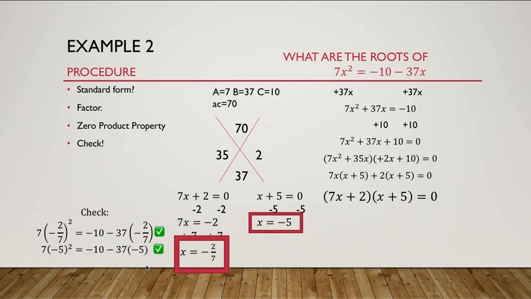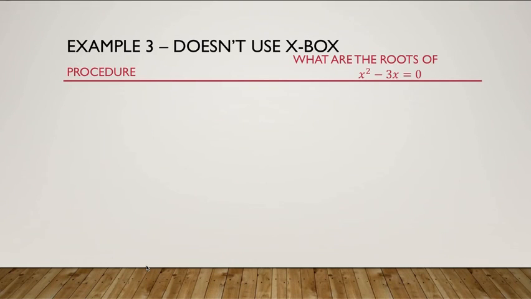One more example before we move into some practice. Example 3. I wanted to do this example because it does not use the X box. So I want to make sure we're also thinking about other possibilities of leading to a factored equation. So this one is asking us, what are the roots of x squared minus 3x equals 0? We're going to go through the procedure exactly the same way.